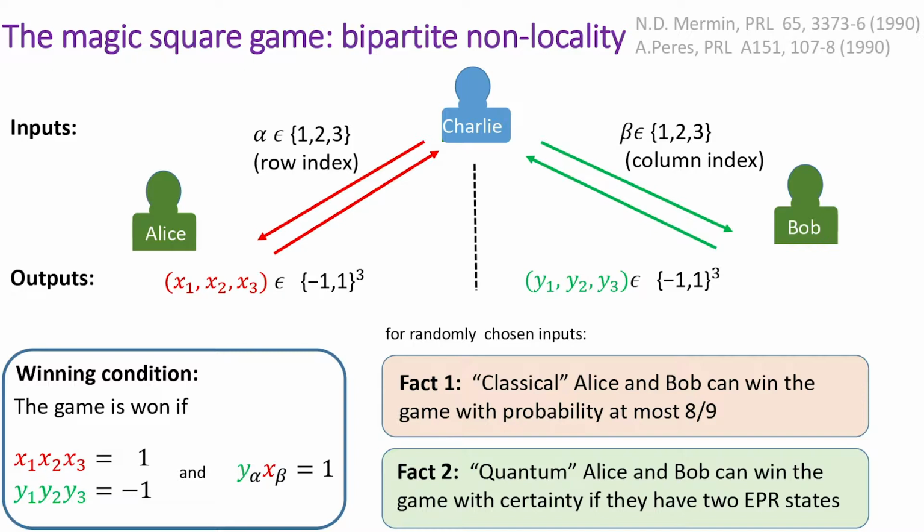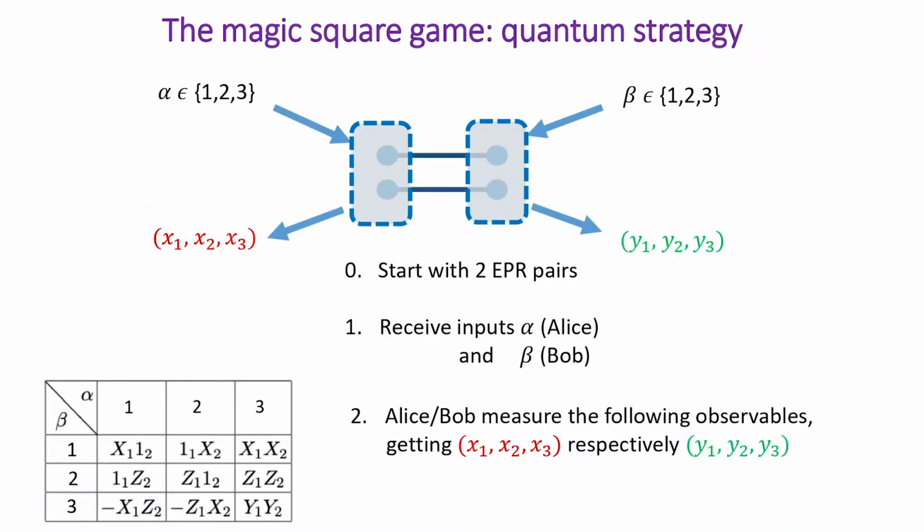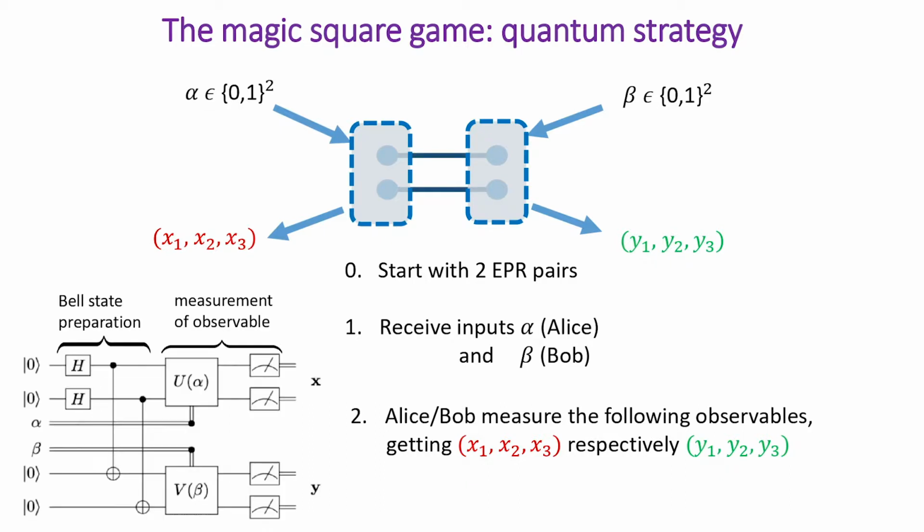On the other hand, if you have EPR pairs shared between Alice and Bob, then you can win with certainty. So what does this quantum strategy look like? You get these inputs, and you simply measure depending on the inputs according to this table. So basically what you're doing is you're measuring Pauli observables. So you can rewrite this as a circuit. Then you have classically controlled gates, Clifford gates, which rotate to the right basis. So that's actually part of our circuit in some sense.